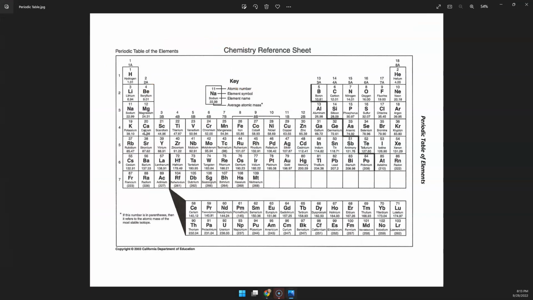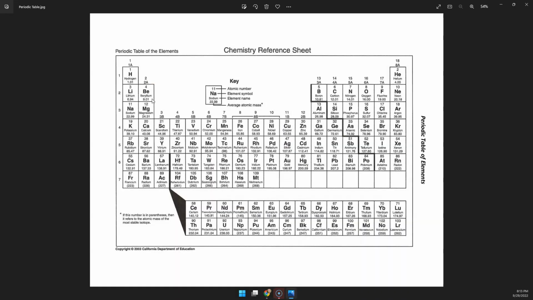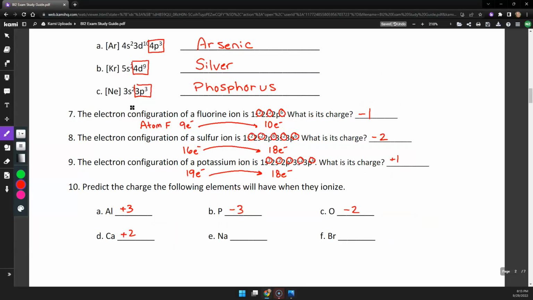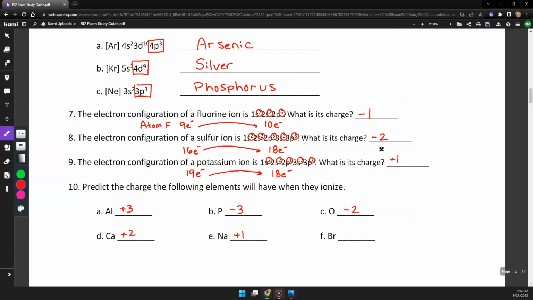Calcium, Ca, is in group 2. It's going to lose those electrons, so its charge will be plus 2. Sodium, Na, is in group 1. It's going to lose that 1 electron. And then bromine, Br, is in group 7, right here, 7A. It's going to gain that electron to get to 8.